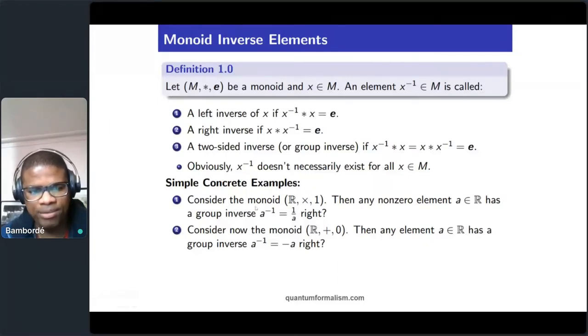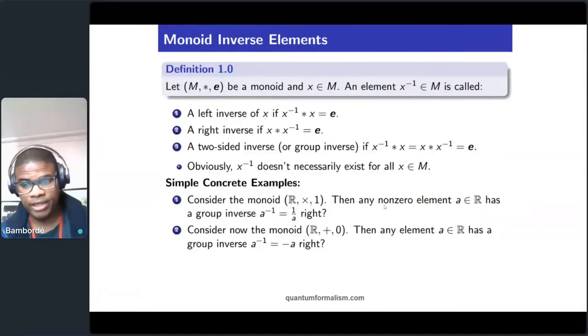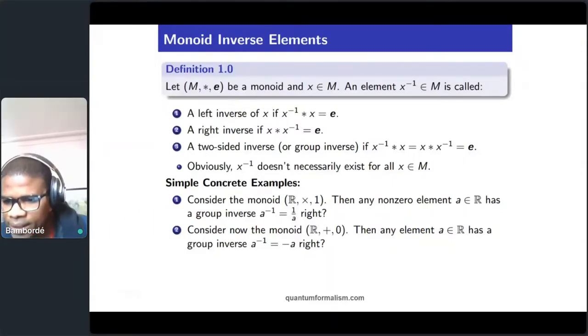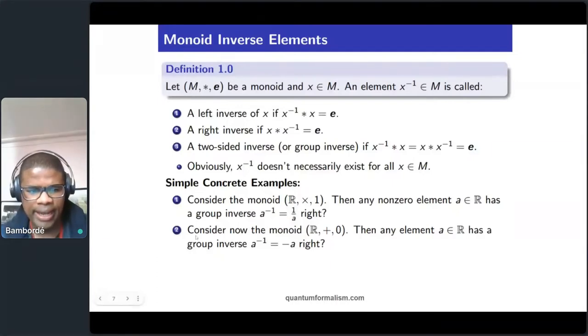So let's see some concrete example. For example, consider the multiplicative monoid of the reals. So we have R together with the multiplication and obviously the unit one, right? This is a monoid, right? So for any non-zero element of the reals, we have an inverse, right? Which is 1 over a, right? Correct? Do we agree? Yes, okay.